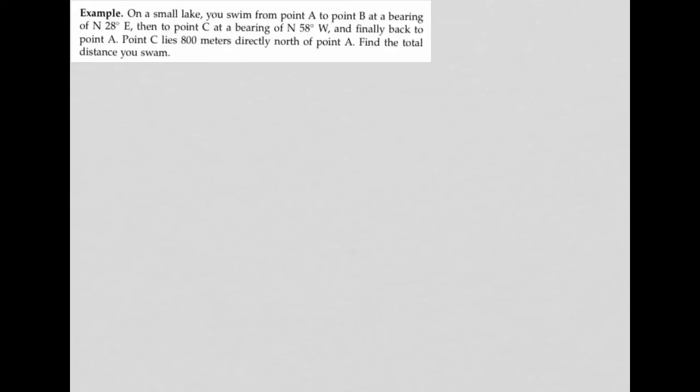Finally, let's look at an application. On a small lake, you swim from a point A to point B at a bearing of north 28 degrees east. So in a picture that would look something like this. So here's point A. We go from the north line and we make 28 degrees east, so 28 degrees to the right from the north line. So here's 28 degrees. So that's point B now.